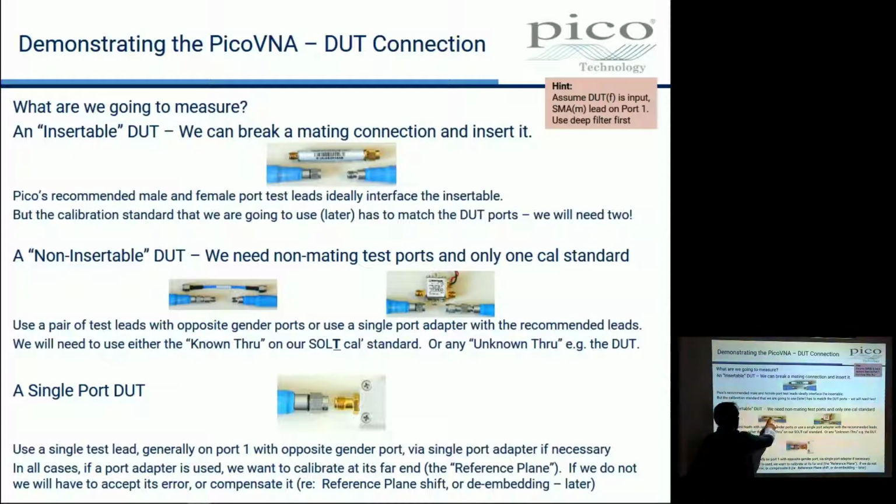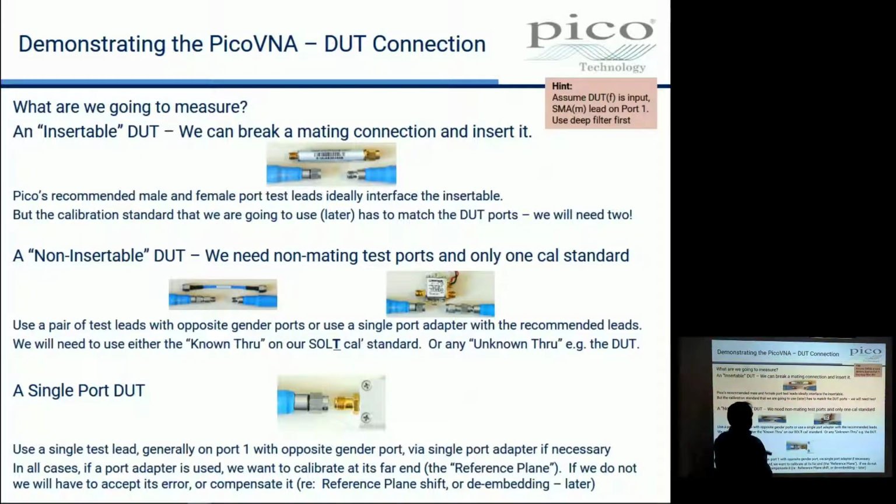The non-insertable, an example being here a piece of cable. You can see here I cannot connect the test leads that would have to be used to measure the cable, the DUT. And likewise, the amplifier here, it's got 2 female ports. I cannot connect the test leads that are required to test it. The non-insertable device. And then we have finally the single port DUT, and of course we can have either port on that DUT, we would use a single test lead on port 1 to measure that device. We don't need the second port on the VNA if we're measuring a single port device.